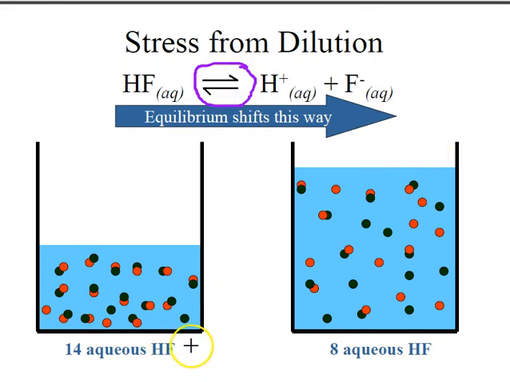So you see in the first example on the left, you have 14 reactants. And then when you add more water, you now only have 8 reactants because more of them have broken apart into these particles that are our products.